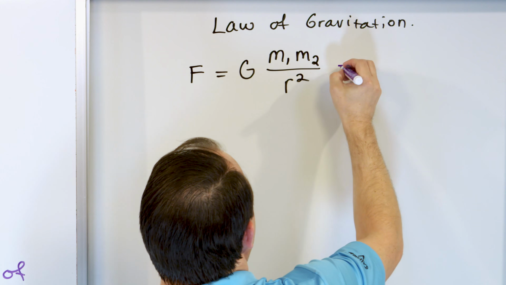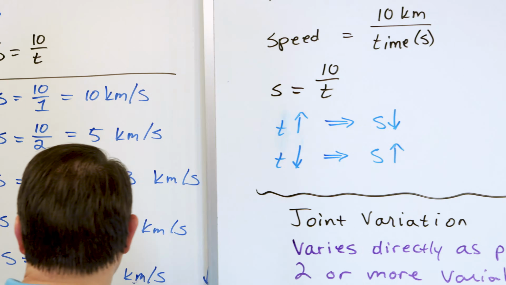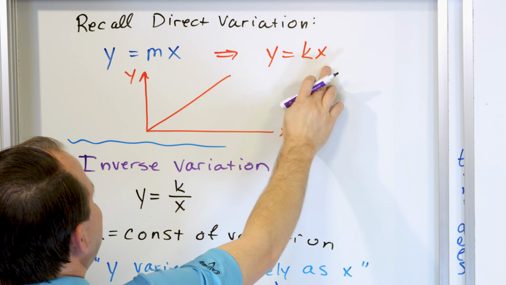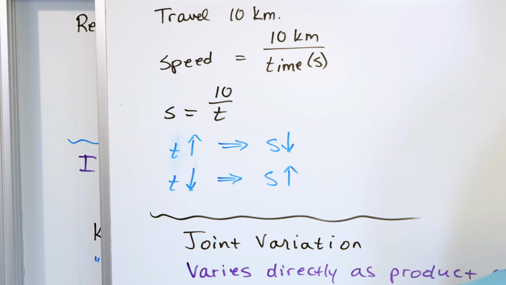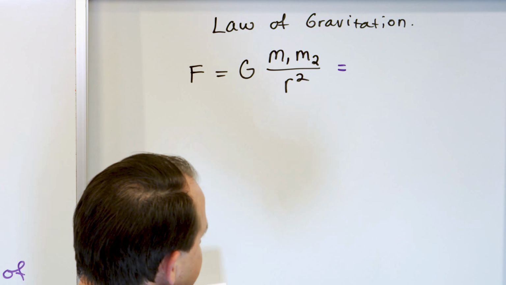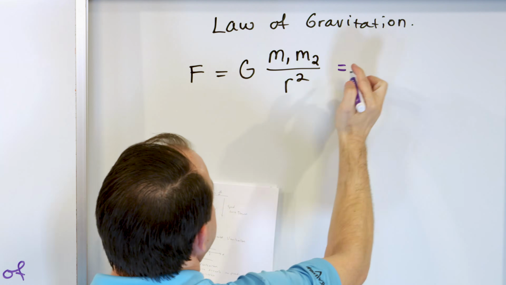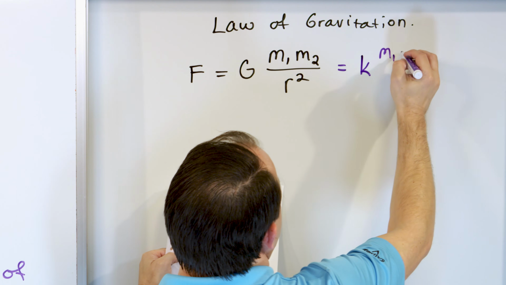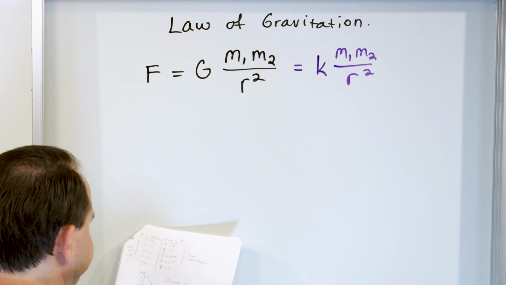But I want you to realize that this G out here is just a number. This G out here is exactly the same thing as when we have y equals kx or y equals k over x. It's just a constant of variation. It's a number that Newton calculated based on his theory, based on his experiments. So for the purpose of this class, I'm going to rename this G. I'm going to rename it k, right? And so it's m1 times m2 divided by r squared.